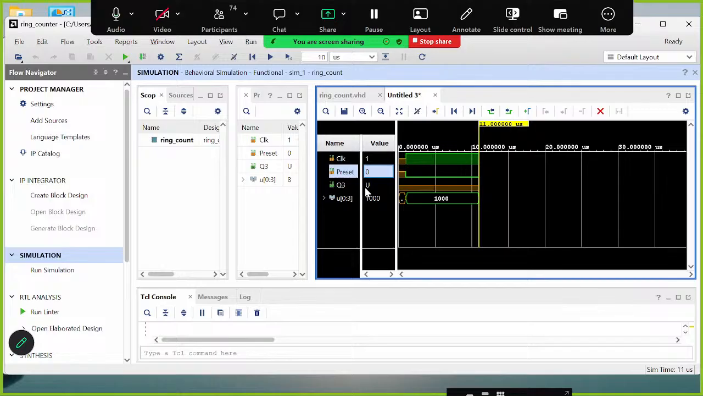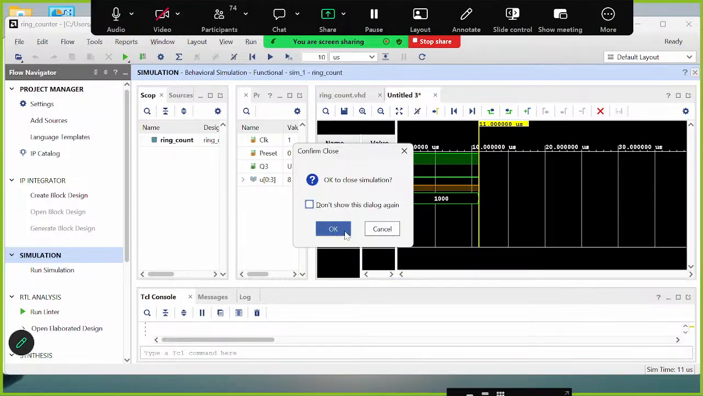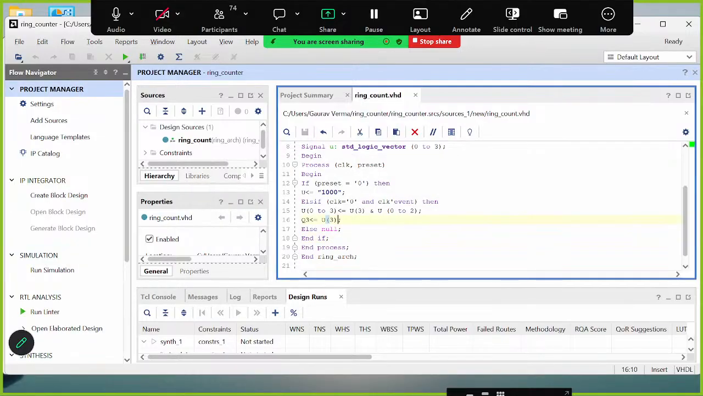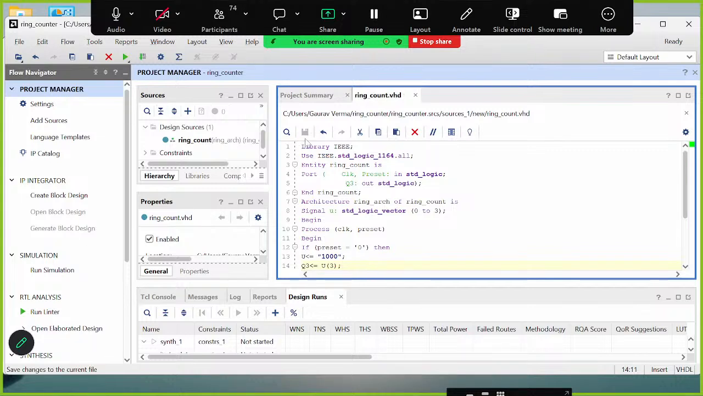Finally Q3 is not updated yet. Why? Because we have not specified Q3 in preset condition. So if we want the data to be available over here also, we need to apply Q3 in preset condition also. Then it will work. Let us change it first of all. Let's apply Q3 over here also. That's why it is not giving you correct output. Now it will give you correct output.